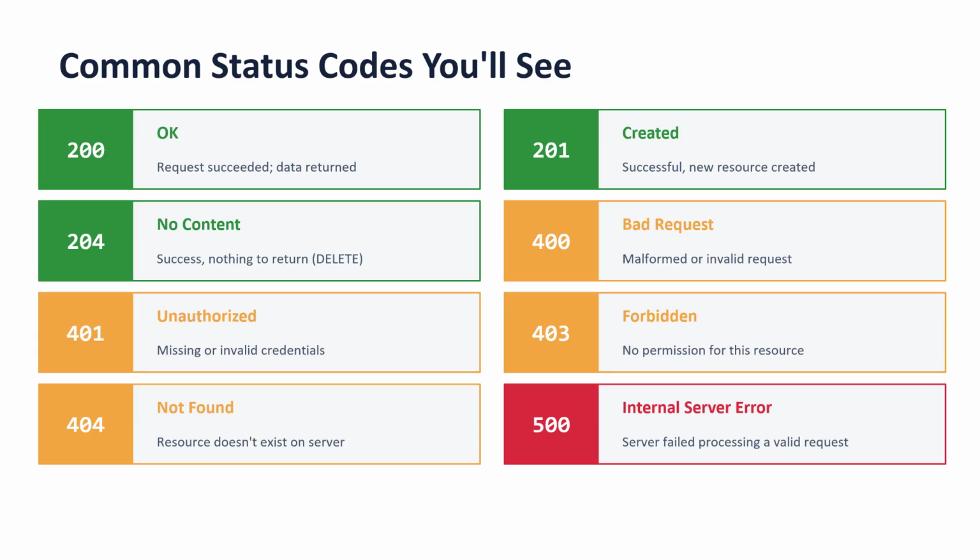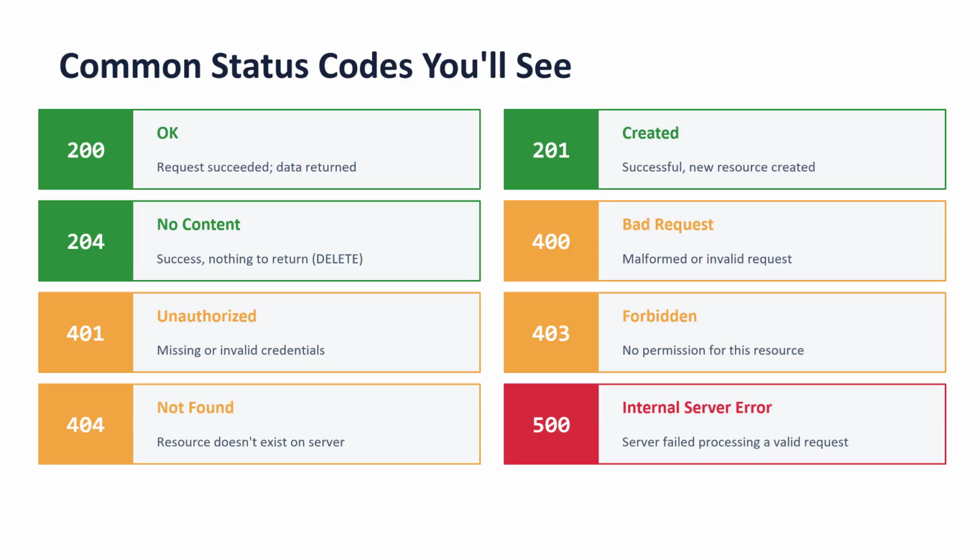So 200, that just means okay. That's the common status code that your websites give to your browser. So far and away, the most common success code. This means the request worked, the server returns the data you're asking for, everything is good.